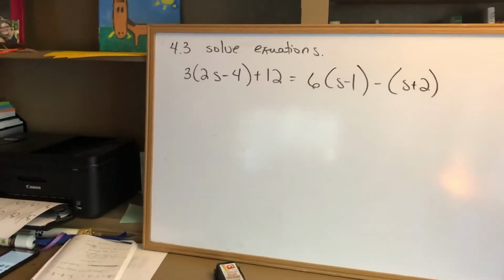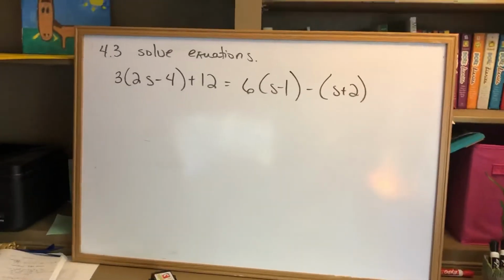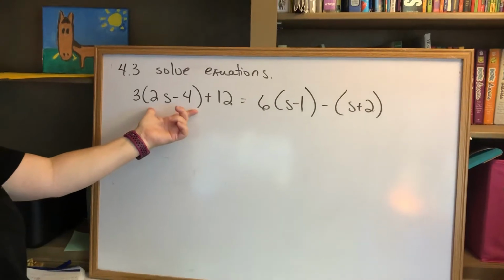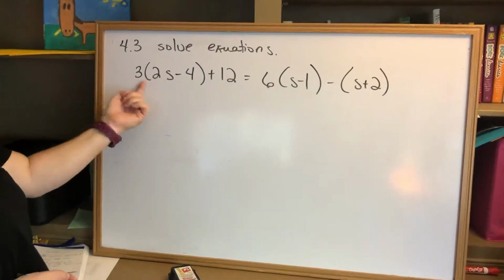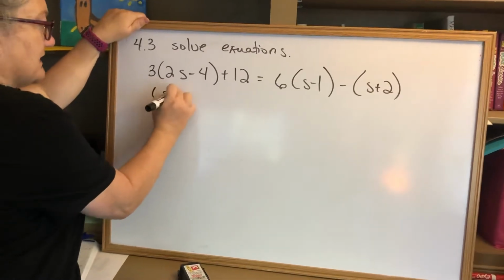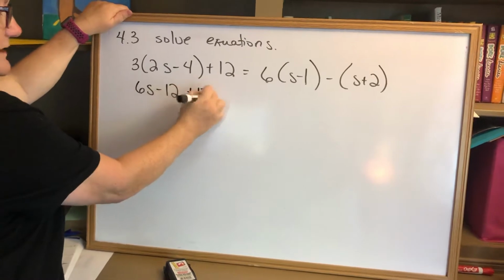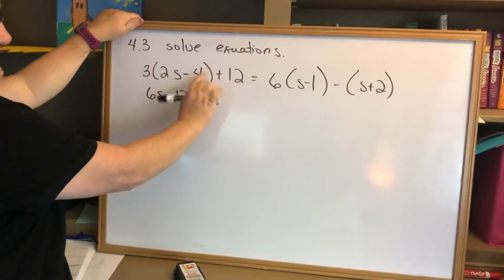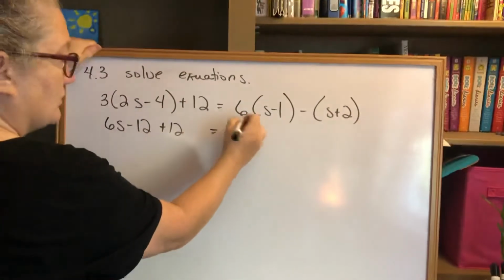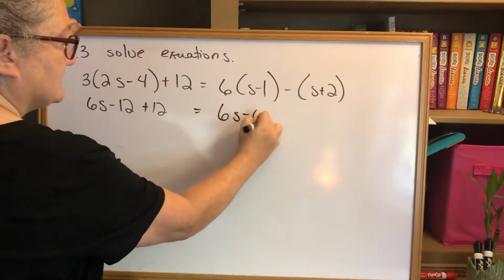Okay, this one's a little bit bigger. It does have parentheses, but there's no fractions and there's no decimals yet. We'll get to those, don't worry. So the first thing I want to do is get rid of this parentheses. How do I do that? I look before it and it says a +3 times this. So I'm going to distribute and I get 6s minus 12. I do not distribute to this plus 12 over here because that 12 is not included in that parentheses. So I just bring that 12 down. Equals, I'm going to clear this parentheses by distributing here, 6s minus 6.